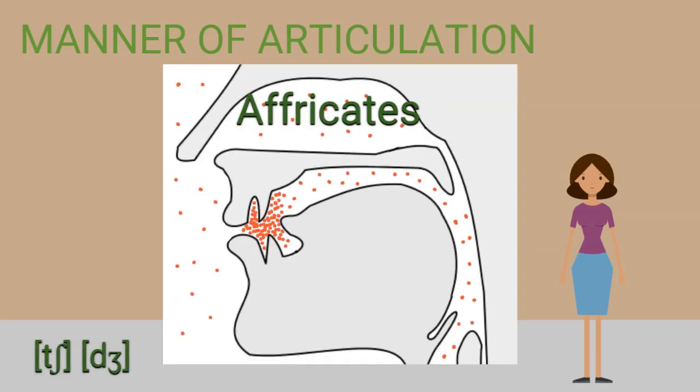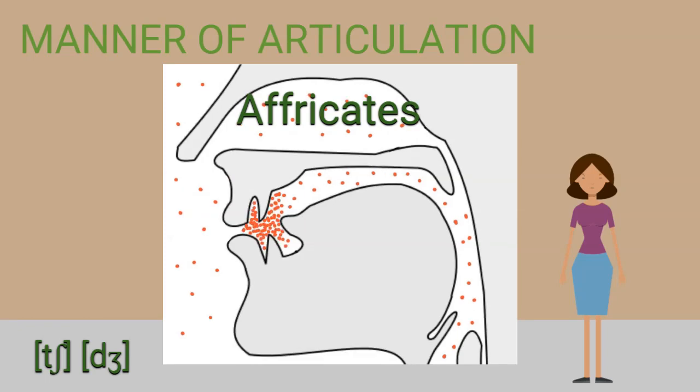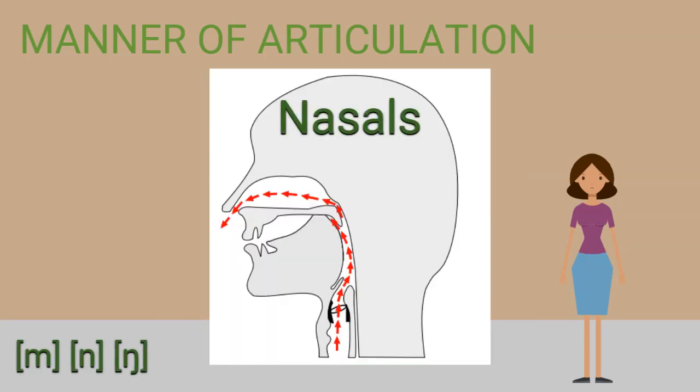Next is affricates. Affricates are like a combination of stops and fricatives, as the airstream is completely blocked but gradually released, like the sounds ch and j. Another manner is nasals. Nasals are produced by lowering the velum and opening the nasal passage, so the airstream can come out through the nose and the mouth, like the sounds m, n, and ng.